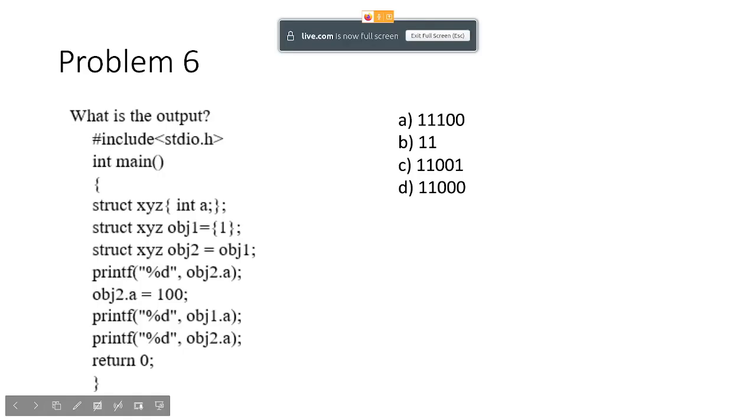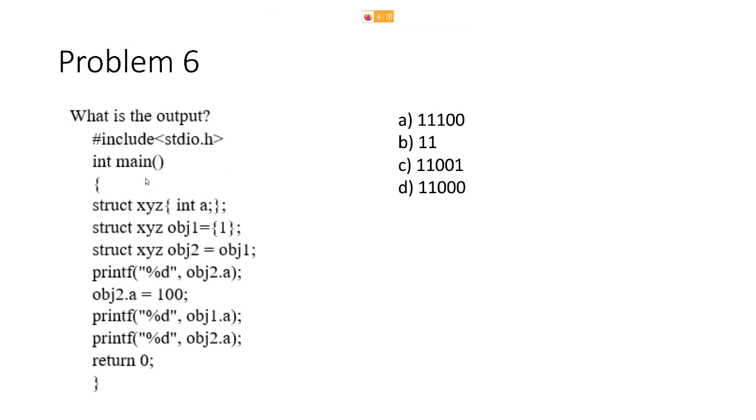So next one is an easy question. Here you have structure XYZ. You have declared it here. It has only one integer a. Then you create a variable object1 of type struct XYZ, and here you have initialized it with value 1. So member a in this structure will get value 1.